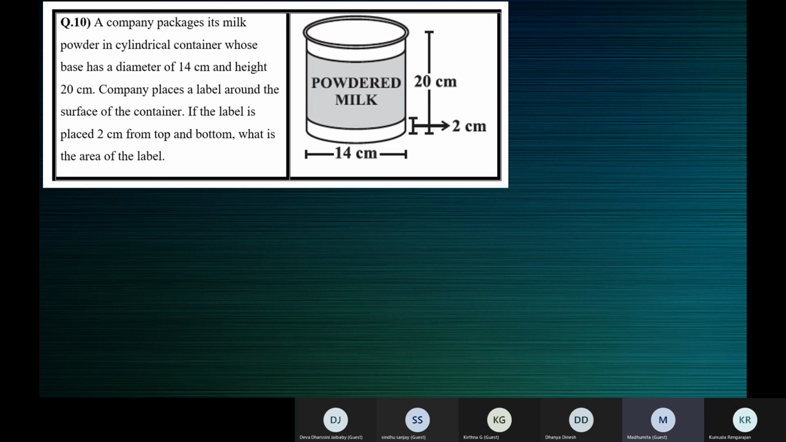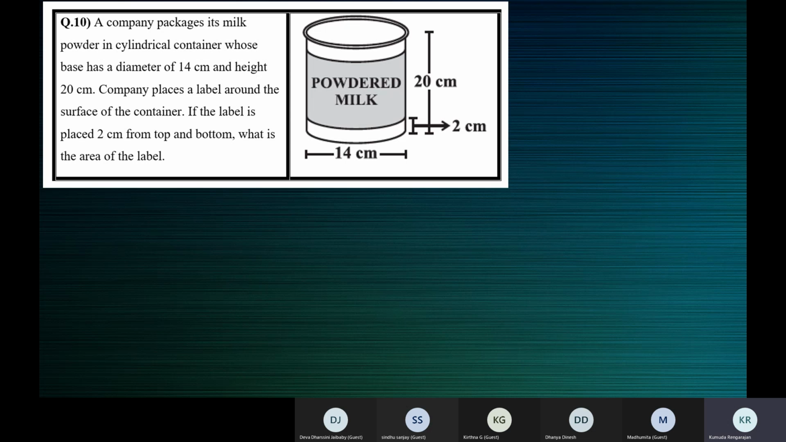Okay. What is the height of the container? 20 centimeter, ma'am. Correct. What is the height of the label? Ma'am, 20 minus 4. 16, ma'am. Because 20 is the total height of the container, minus 2 on the top, minus 2 below. So 20 minus 4, 16 centimeters is the height of the label.